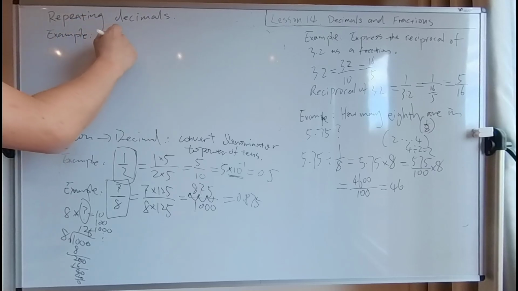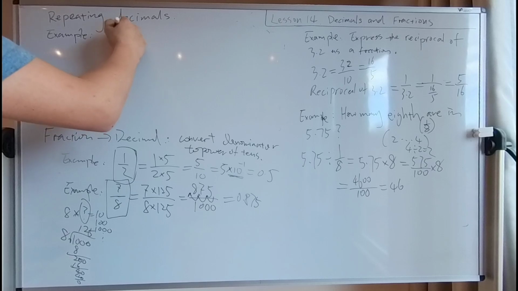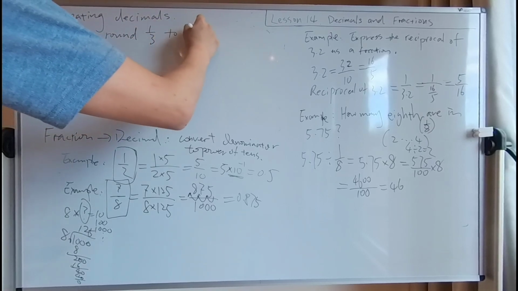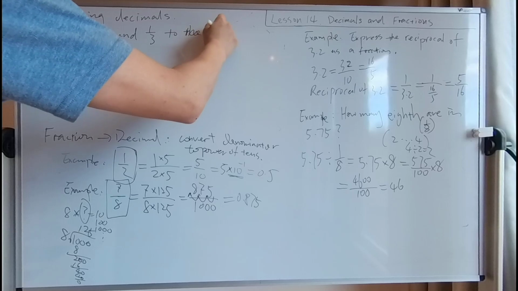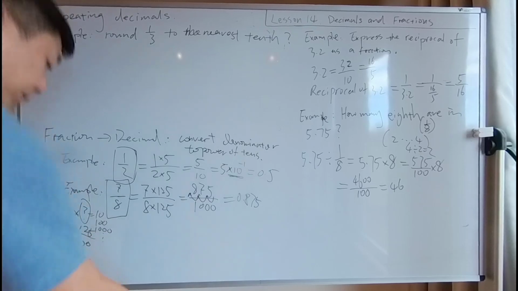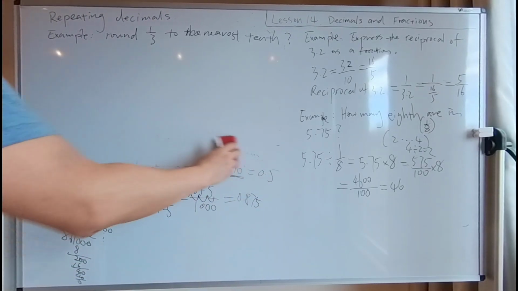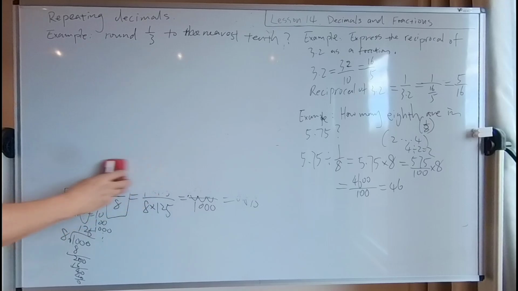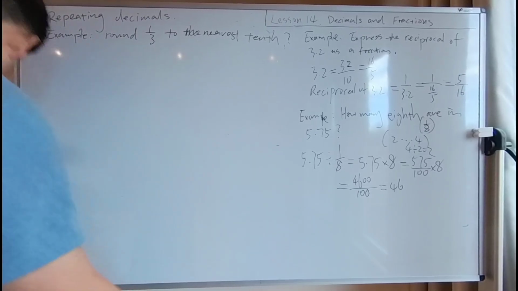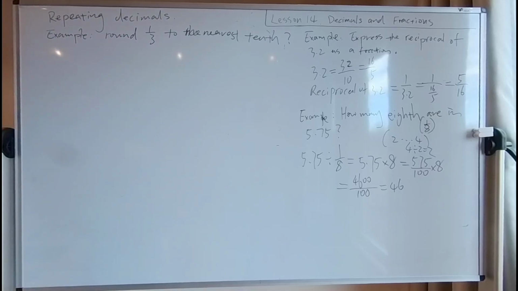So for example, round 1 over 3 to the nearest tenth. Okay. We'll show this step by step. So first, let's try to round 1 over 3 to the nearest tenth. Remember the rounding we have learned in the previous class.